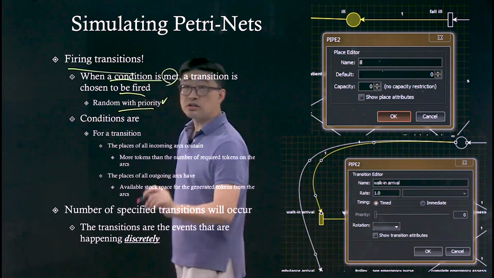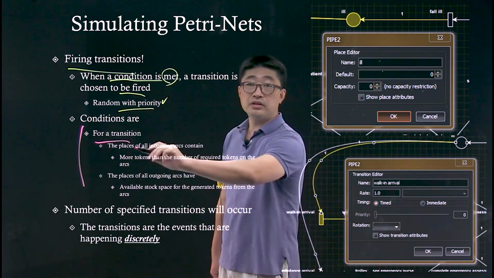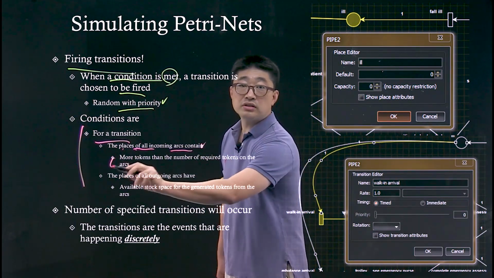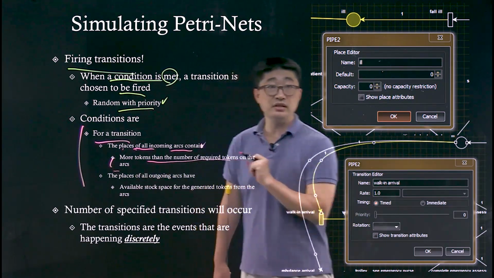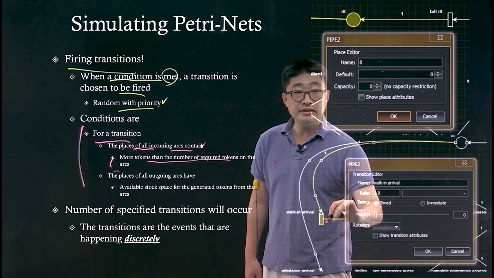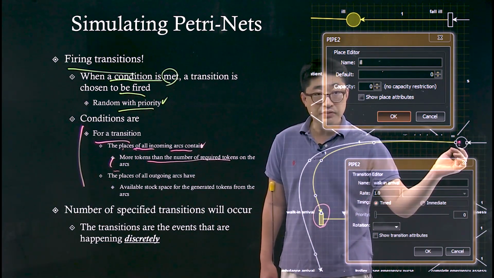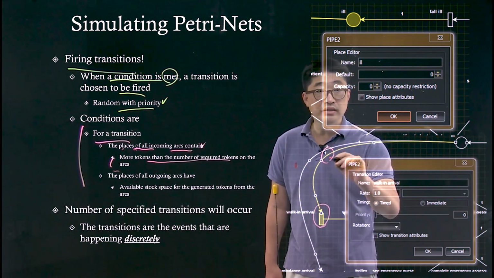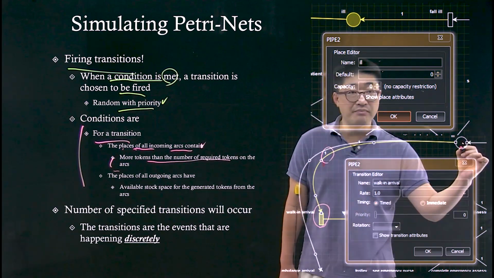So the conditions are for a transition. For the places of all incoming arcs, they must contain at least the number of tokens required on the arcs. Let's say this is a transition and this is the source place, and here it says 1, which means there should be 1 token here to be fired so that it can be removed.